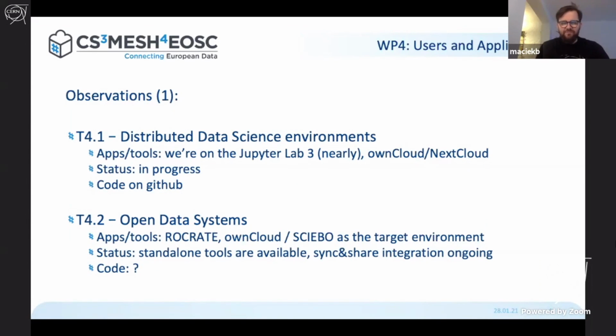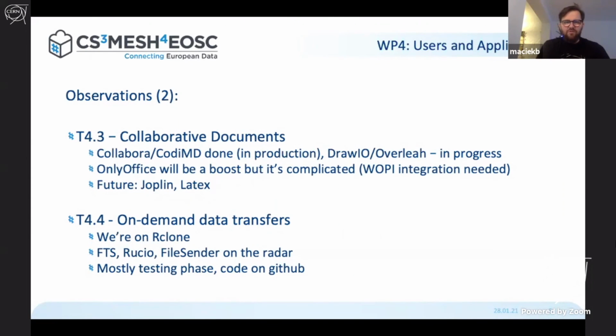For open data systems, we're working on the tools we mentioned during the presentation. So Rockrate, the environment is Skibo, where we're testing this and we target to run it. The status is that the standalone tools exist, as you could see in the demo, but we're working on integrating the Rockrate related stuff with the sync and share environment. On collaborative documents, some products are already usable and in production, like Collabora and CodiMD integration. For draw.io and Overleaf, we're still thinking. As you heard, OnlyOffice would be a very attractive thing, but we still need to figure out how to do it, because there's quite a substantial chunk of work needed to integrate OnlyOffice.